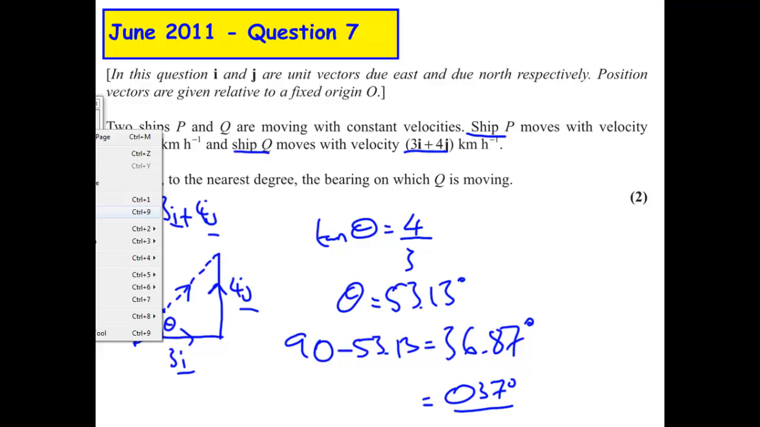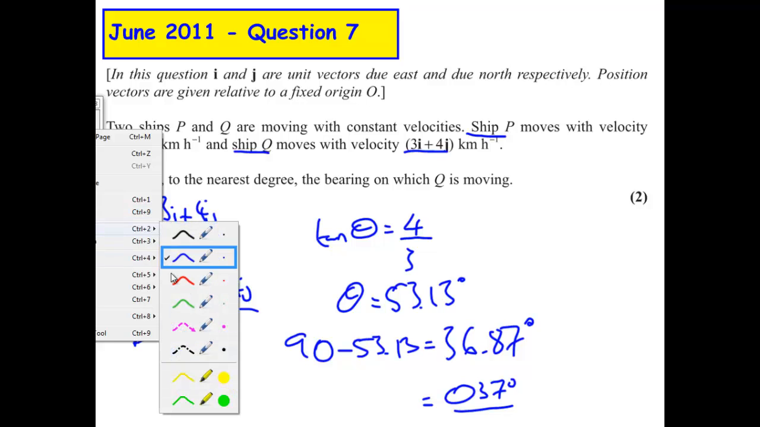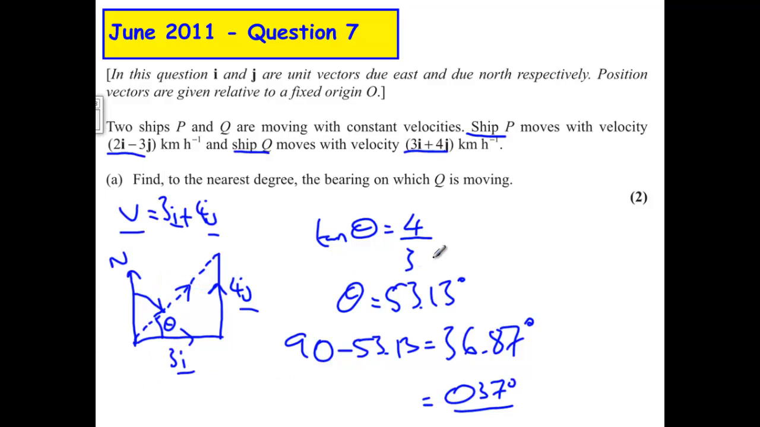Now this is a 2-mark question, so where are the marks allocated here? You get 1 method mark for using trigonometry to find either this angle straight away or the angle theta. If you find this angle theta first, then to get the method mark you have to know that you are going to take this angle from 90 as well. And the final mark for the second mark is just an accuracy mark, which is getting the correct answer.